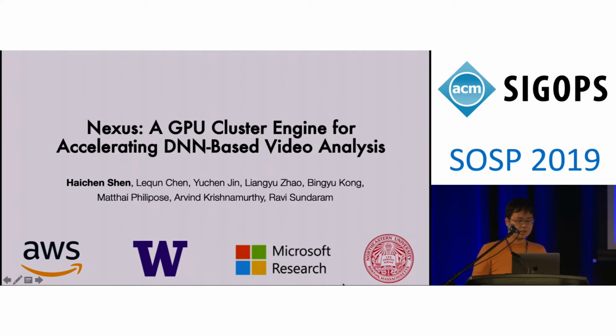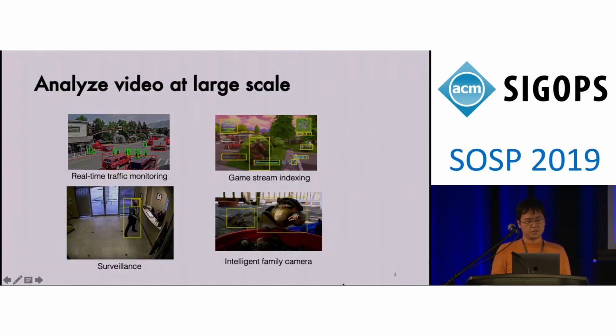Nexus is a GPU cluster engine for accelerating DNN-based video analysis. This is joint work with researchers from University of Washington, Microsoft Research, and Northeastern University. In this paper, we focus on the workload of analyzing videos at large scale. This application can analyze streams of videos ranging from traffic cameras, surveillance, game streaming, and family cameras. Each application can receive a few streams to as many as thousands of streams. So the serving has to be done at scale.